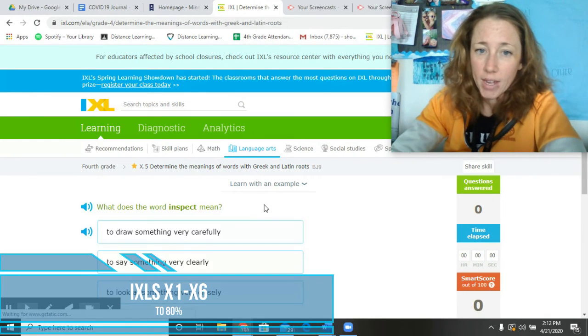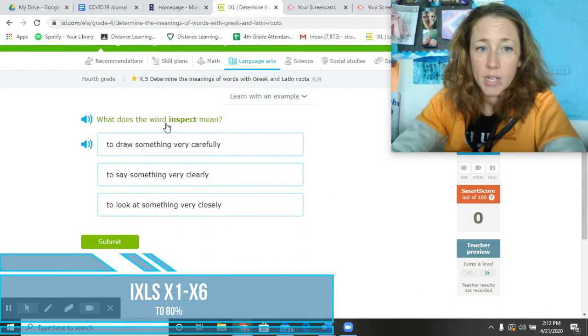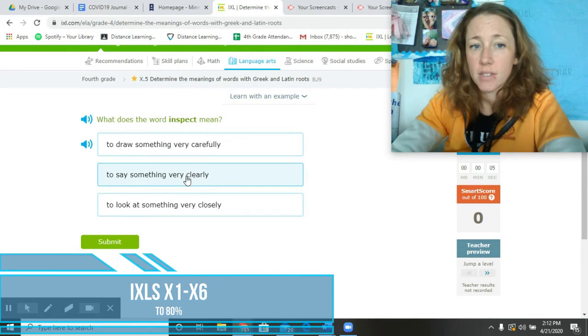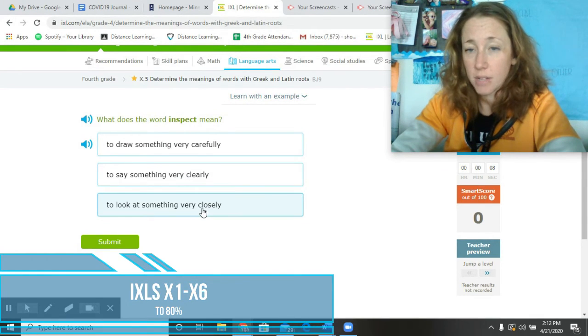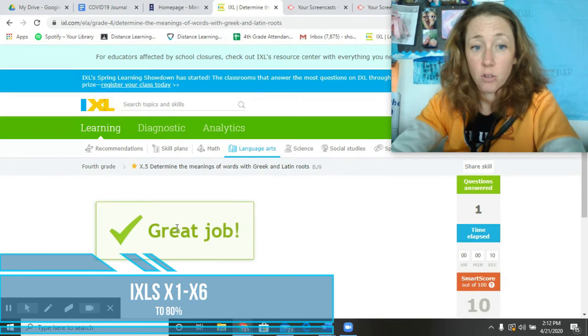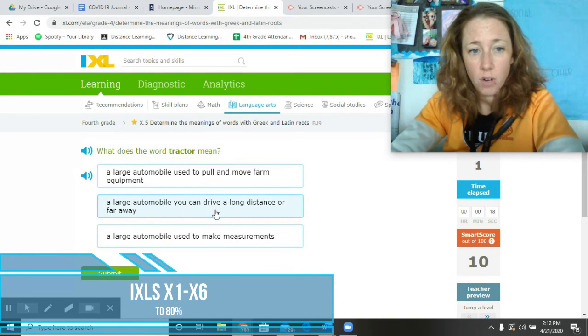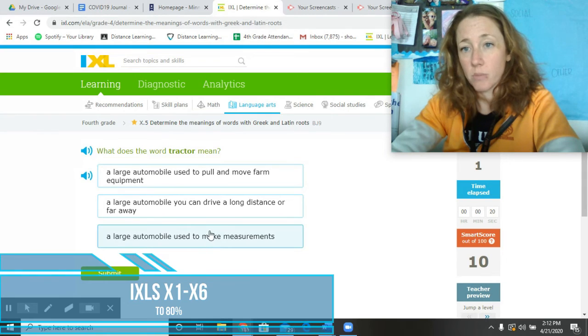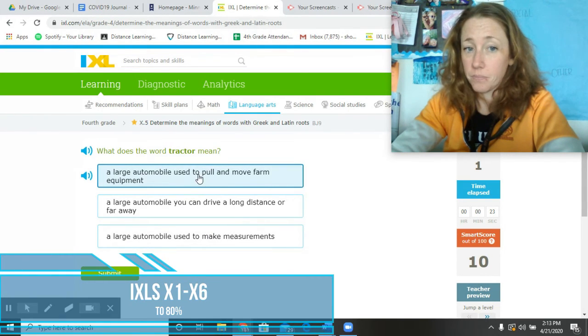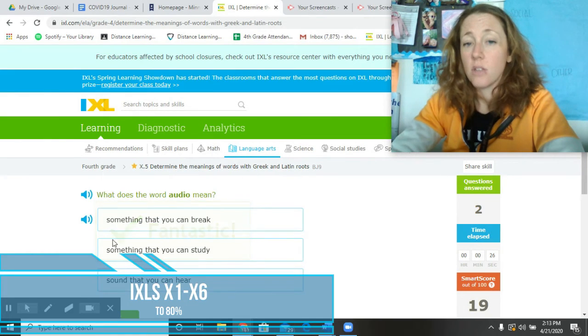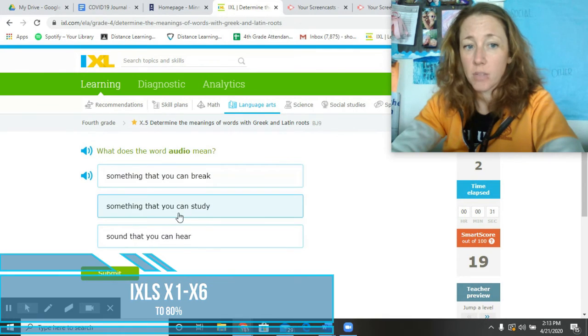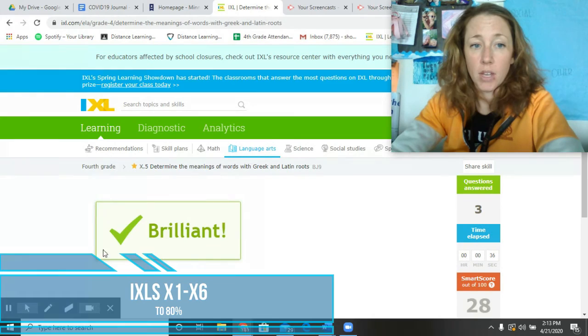Determine the meaning of words with Greek and Latin roots. What does the word inspect mean? To draw something very carefully, to say something very clearly, or to look at something very closely. An inspector looks at something very closely, right? What does tractor mean? A large automobile used to pull and move farm equipment. A large automobile you can drive a long distance or far away. A large automobile used to make measurements. What do people use tractors for? Farm equipment, right? This is just what you already know. Audio. If you're talking about the audio setting of something: something to break, something to steady, something you can hear. Right? Audio, you can hear.